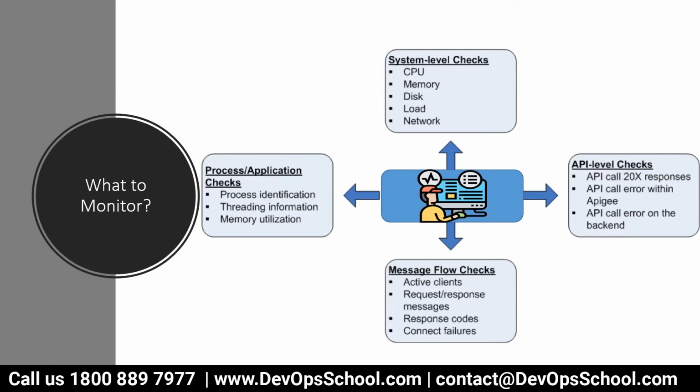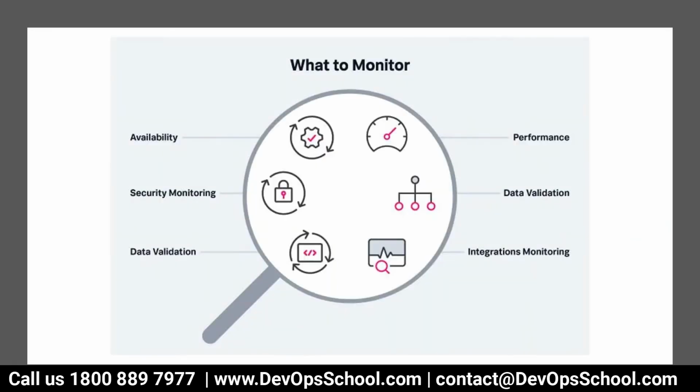Connect failures. Also, nowadays we are in the world of API. So we do API level checks also, like API calls, API errors, and stuff like that. So yes, these are the things which we want to monitor. Again, we want to monitor for availability of the applications.